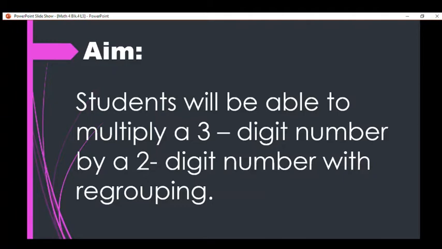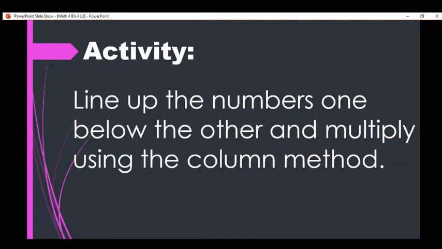I guess everybody is done writing our aim for today. We will proceed with our activity. In your activity, you need to line up the numbers, one below the other, and multiply using the column method.